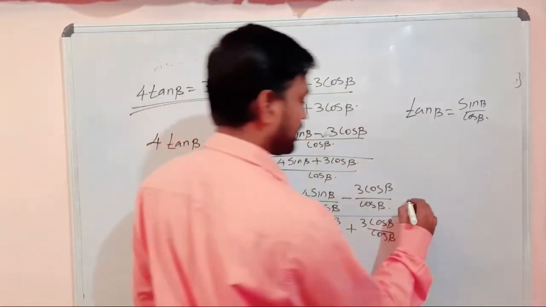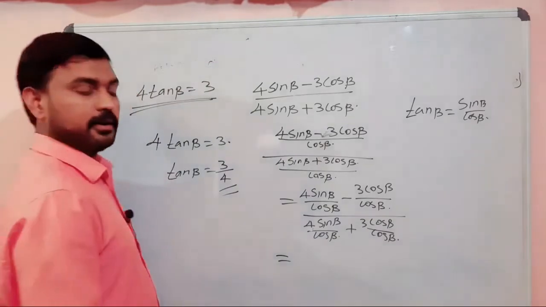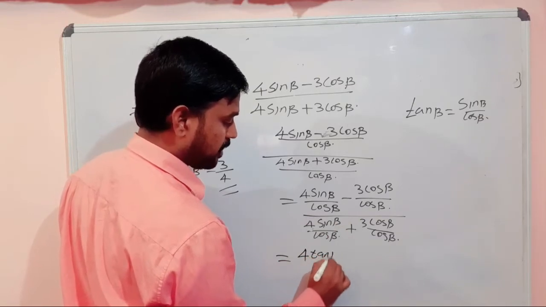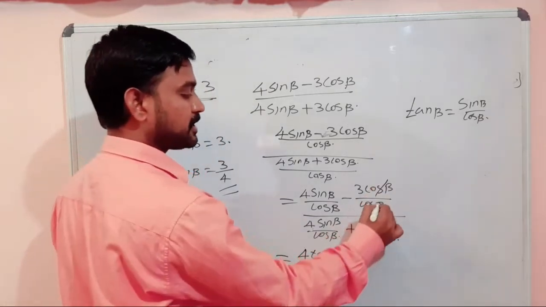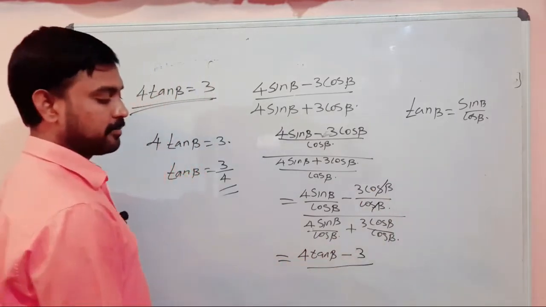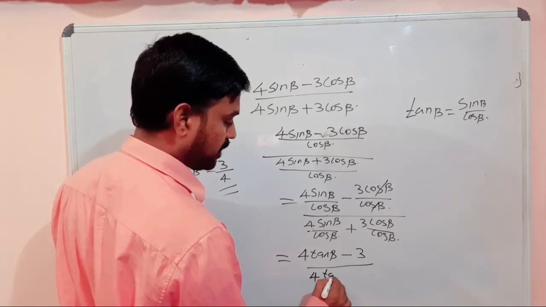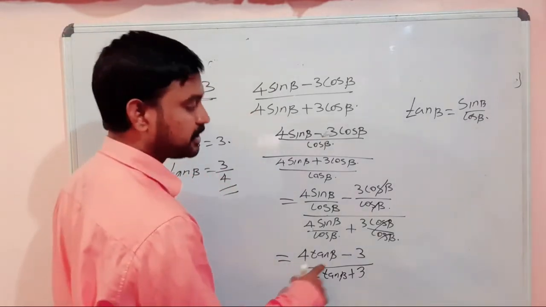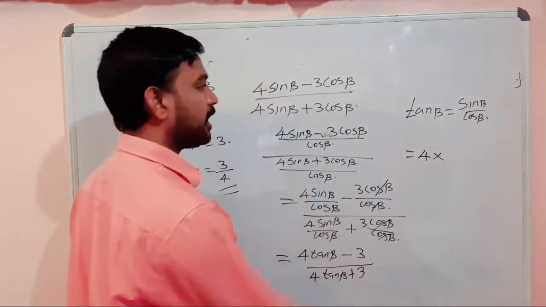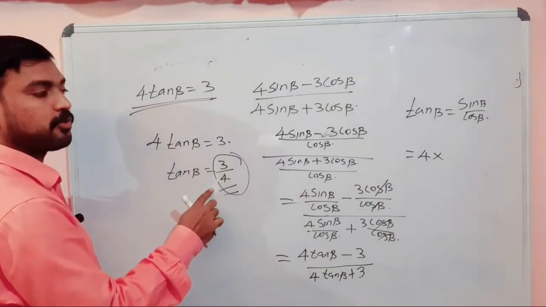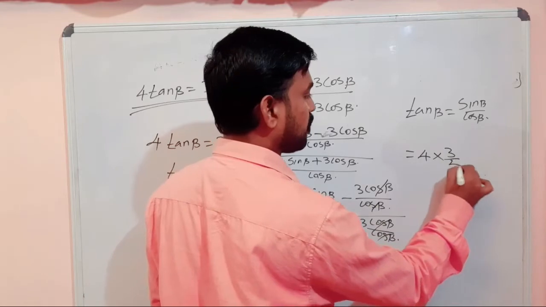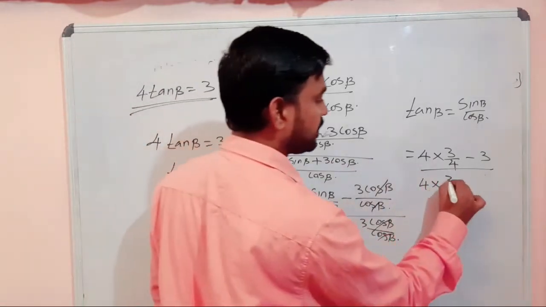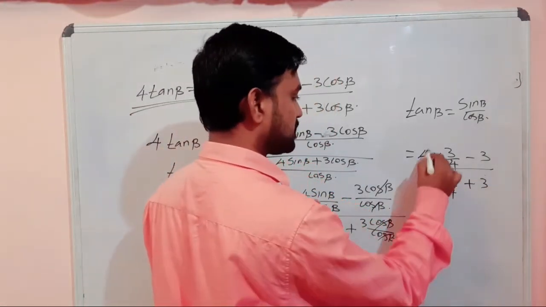So this question we can rewrite as: what is sin beta by cos beta? Tan beta. So instead of sin beta by cos beta, we can write 4 tan beta minus 3, as cos beta and cos beta cancel. Divided by, here also sin beta by cos beta means 4 tan beta plus 3, as cos beta cancels. The value of tan beta is already there, 3 by 4. So instead of tan beta we can write 3 by 4: 4 into 3 by 4 minus 3, all divided by 4 into 3 by 4 plus 3. My dear students, this 4 will be cancelled.